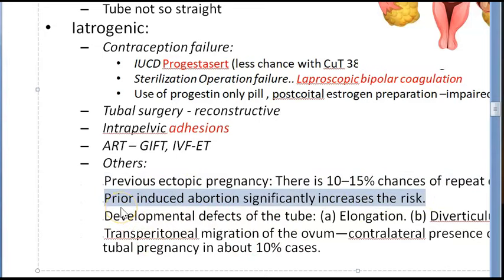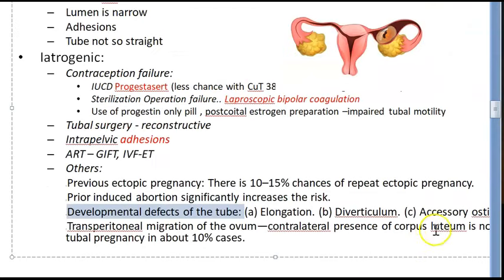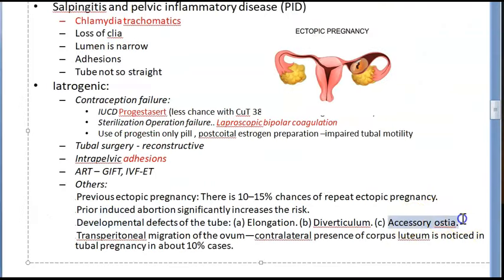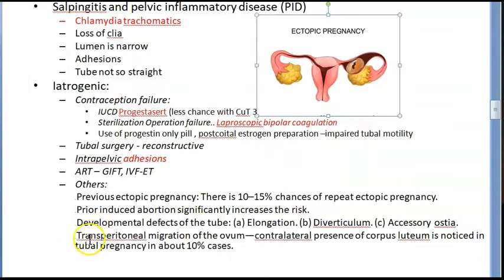Prior induced abortion, that means prior to this pregnancy you had an induced abortion. Then development defects of the tube itself: the tube is long, or a diverticulum is there, some kind of deviation, or there is an accessory ostium, that is an extra opening. Ostia means what? You know, this is the ostia. See, this is the opening of this hole from the uterus to the tube, ostia. So an accessory opening looks like that.